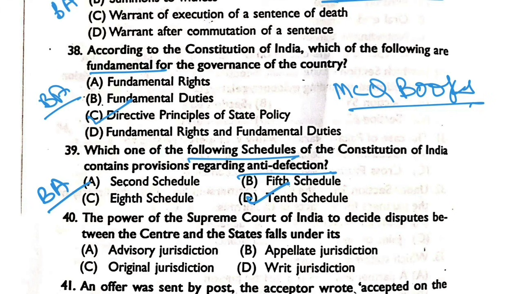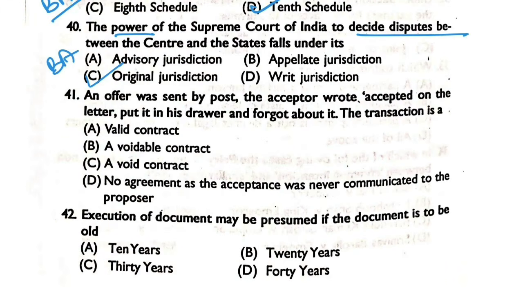Question 40, power of Supreme Court to decide the disputes between center and state falls under. The answer is C, original jurisdiction. Bare act based standard. 41, an offer was sent by post, acceptor wrote accepted on the letter, put it in the drawer and forgot about it. Now this is an application based question. So if you know the sections, you should be able to say that the answer is D, because the acceptance was never communicated.